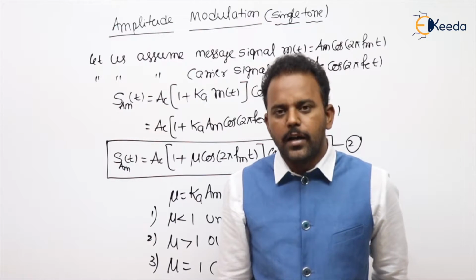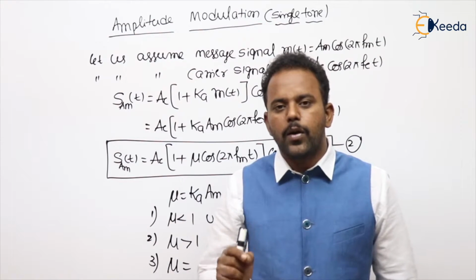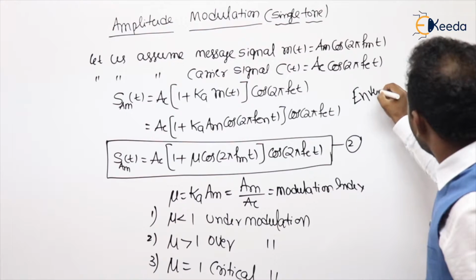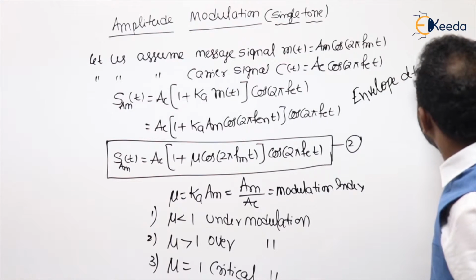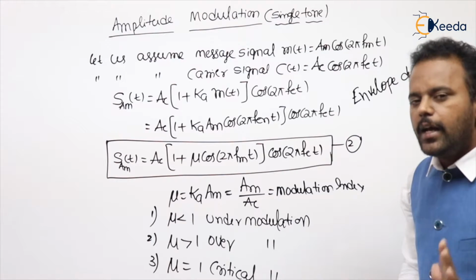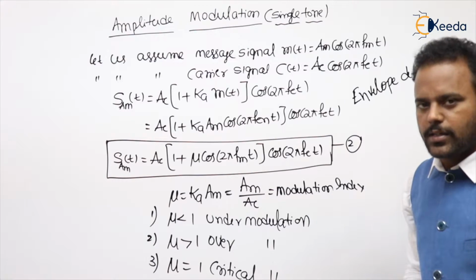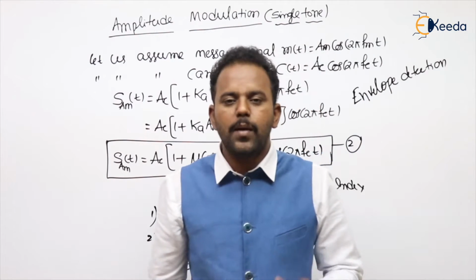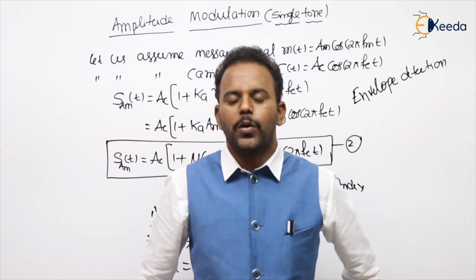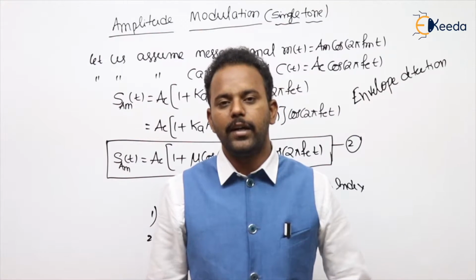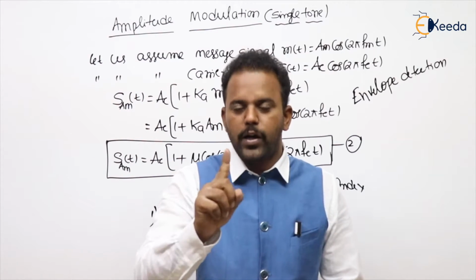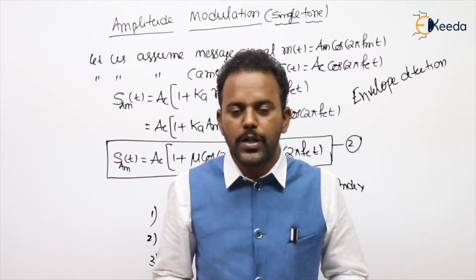Why under modulation? Only in under modulation can we demodulate by using envelope detection. Are you getting my point? Why do we have to go for envelope detection, sir? Envelope detection is simple and low cost, because amplitude modulation is used for AM radio. You can go back to the olden days, the 60s and 70s, when having a radio itself in a village was a big thing.